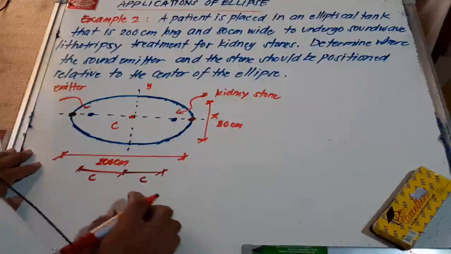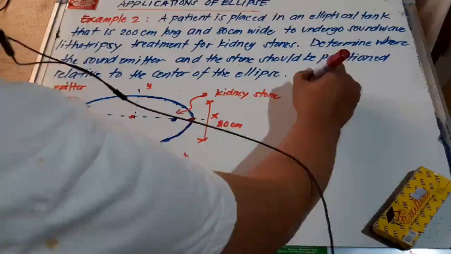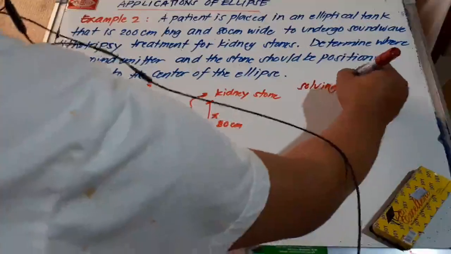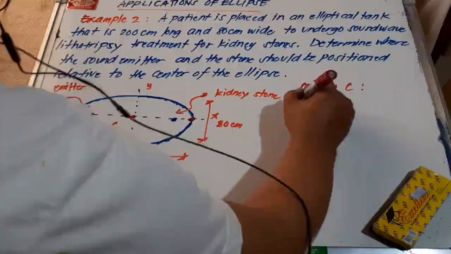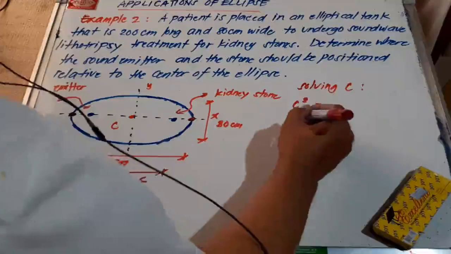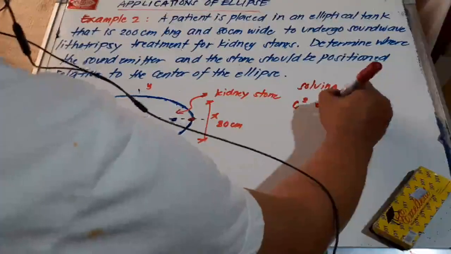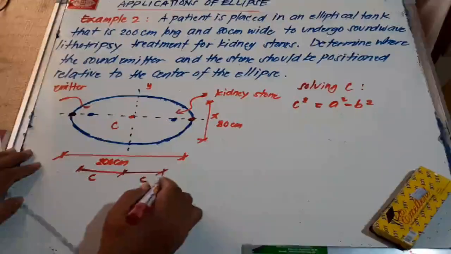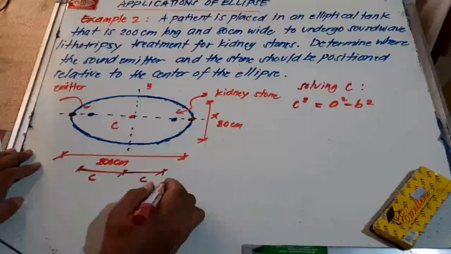Now, solving for C. How are we going to solve for C? There is no need to compute for or determine the equation of this ellipse. Why? Because we all know the relation among C, A, and B. C squared can be computed using the relation A squared minus B squared. All we have to do is to determine the values of A and B.